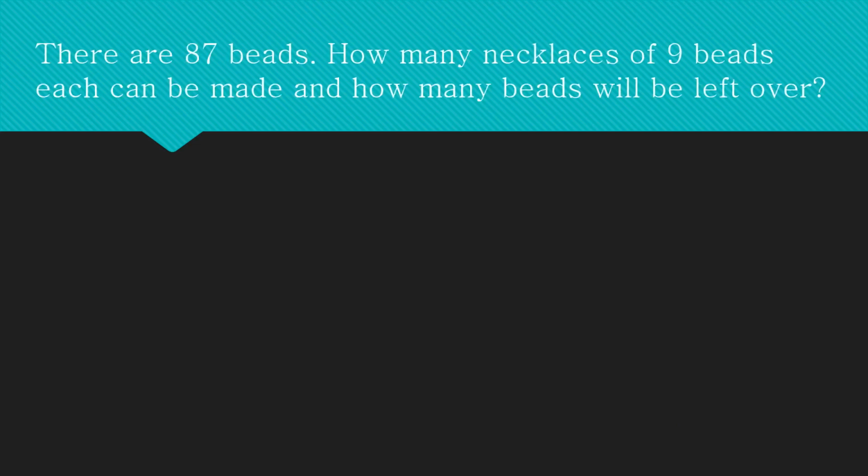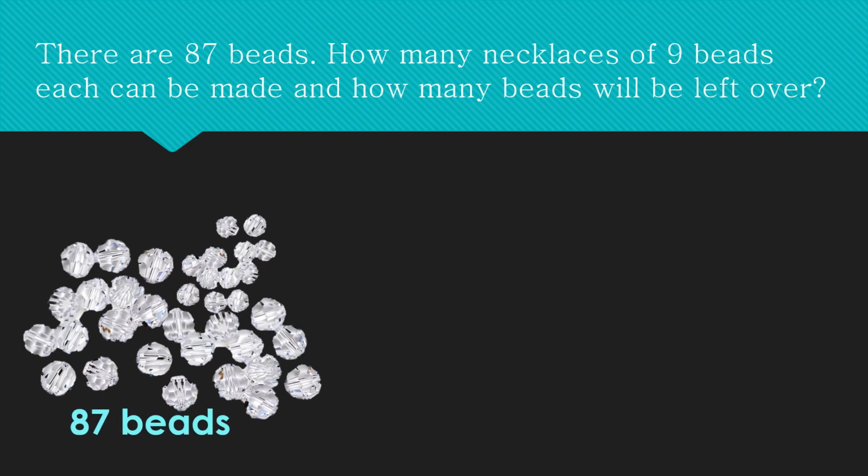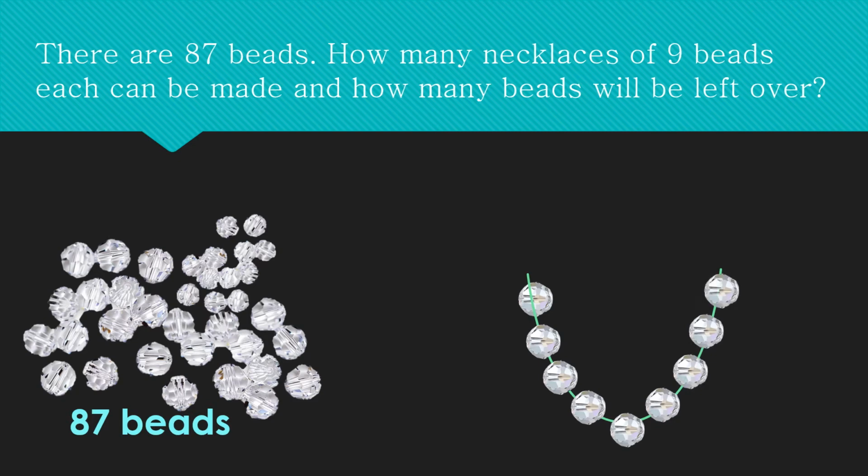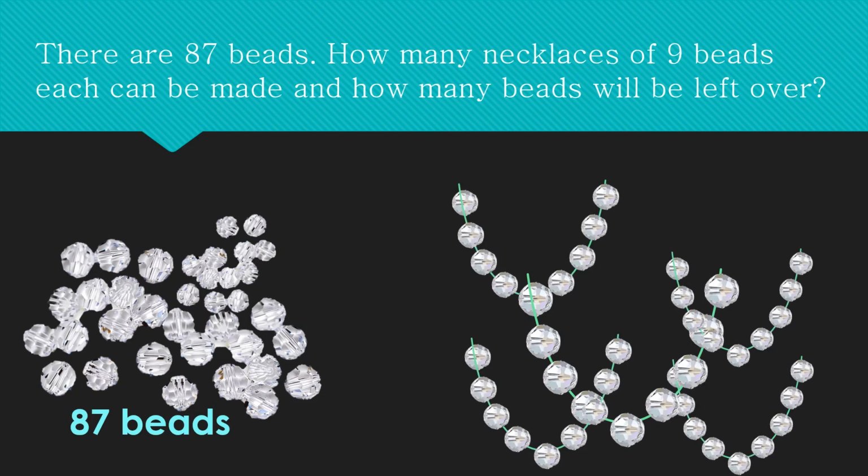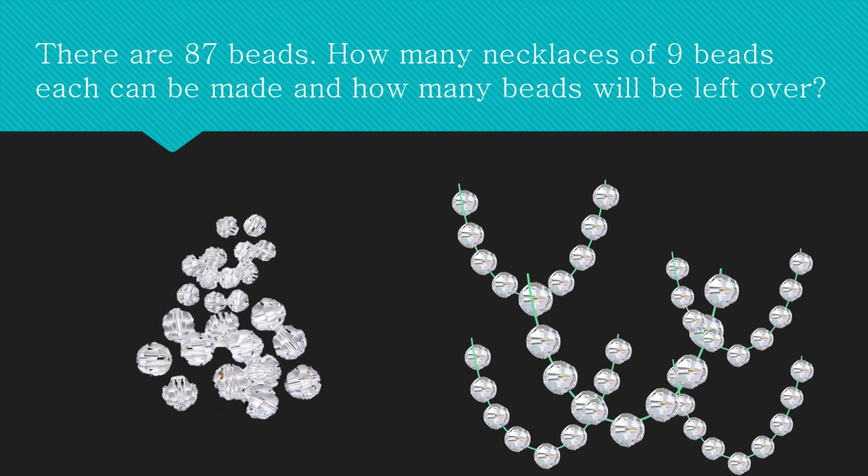Next example. There are 87 beads. How many necklaces of 9 beads each can be made, and how many beads will be left over? So students, we have 87 beads. Now we have to find out how many necklaces we can make by using 9 beads in each necklace. And we have to also find out how many beads will be left over.